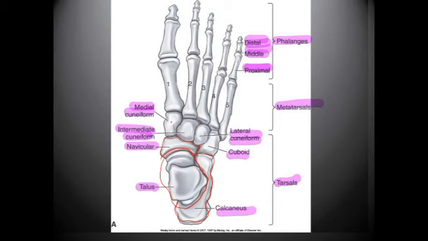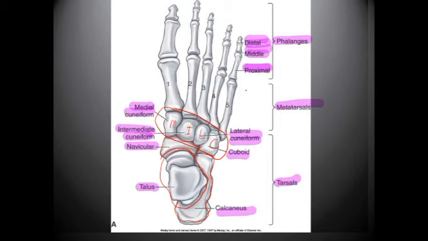And slightly anterior to the navicular are the three cuneiforms. We have the medial, lateral, and intermediate cuneiforms. And then we have the cuboid. An easy way to remember this is milk with a C, not K. That will take you from medial to lateral on the most distal row of the tarsal bones.